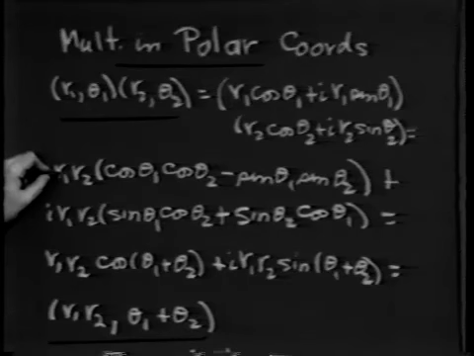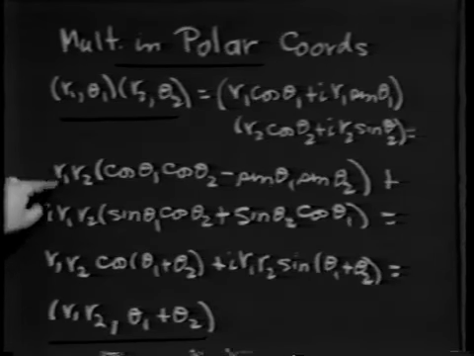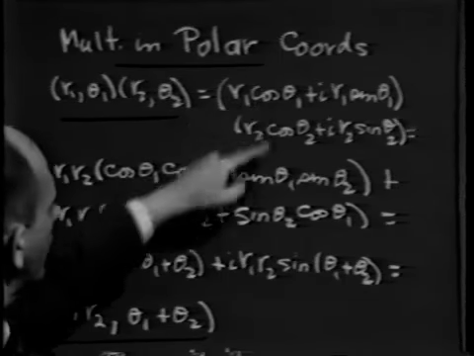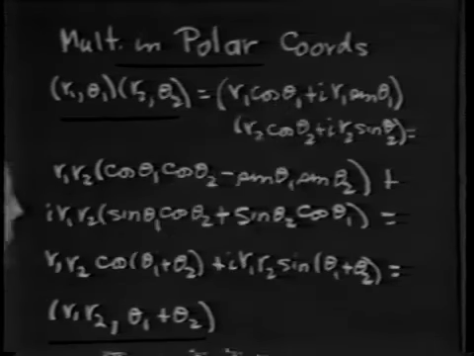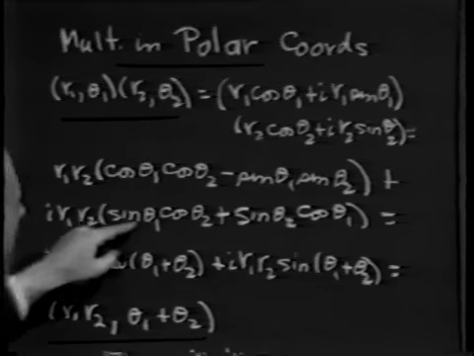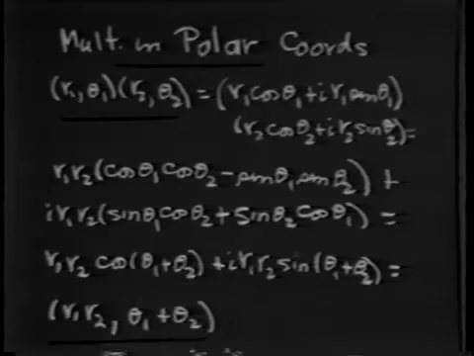we wind up with r1 r2 being a common factor. The real part is r1 r2 times cosine theta 1 cosine theta 2 minus sine theta 1 sine theta 2, the minus coming because i squared is minus 1. The imaginary part is r1 r2 times sine theta 1 cosine theta 2 plus sine theta 2 cosine theta 1.